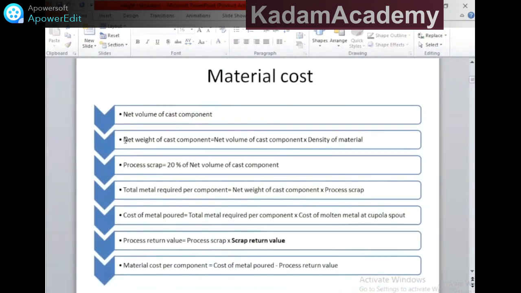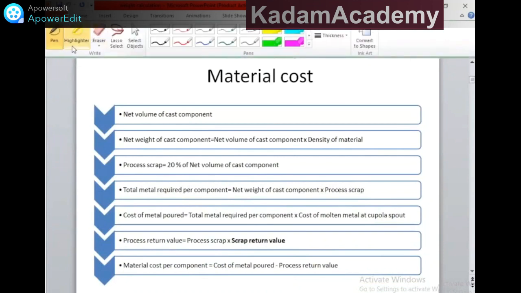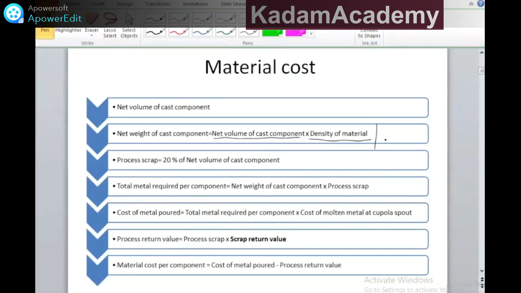So how to find the net weight of this component? So the net volume of the component into density of the component. Now we have the net volume with us. We also have the given density with us. So please tell me what is the net weight of the component in kg? 5.546 kg. Very good. Okay.